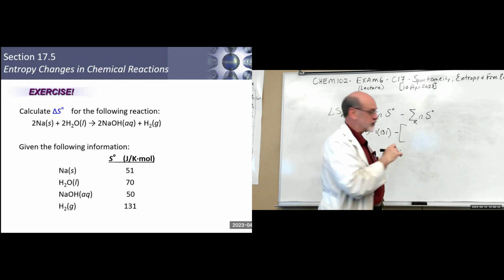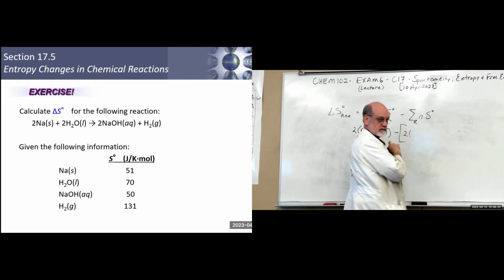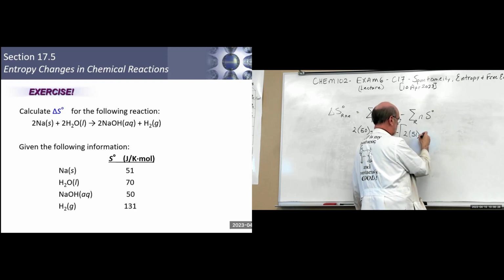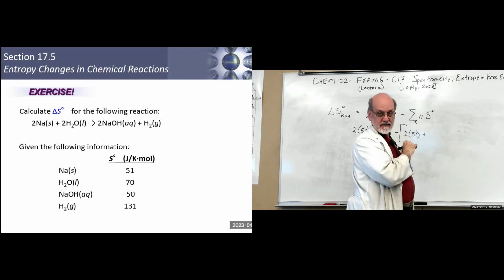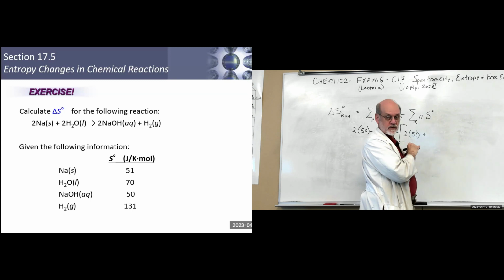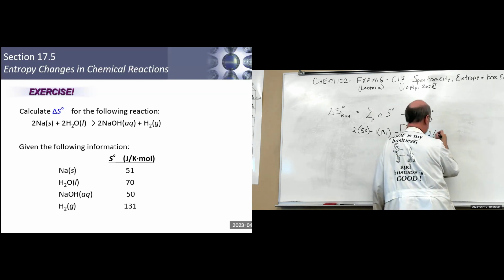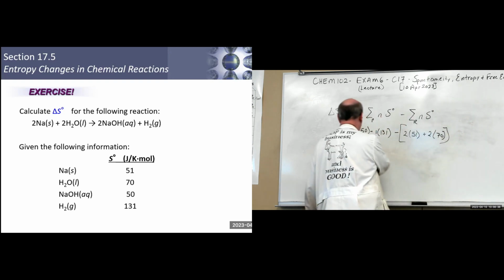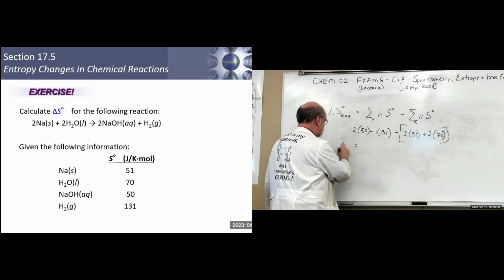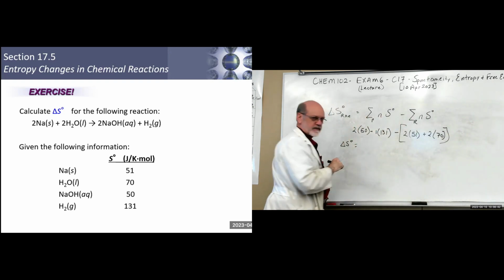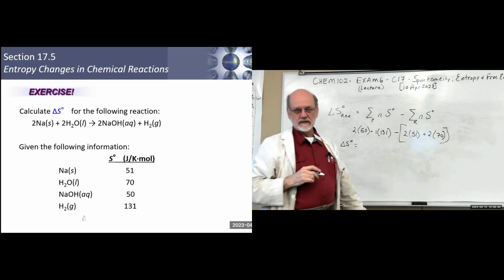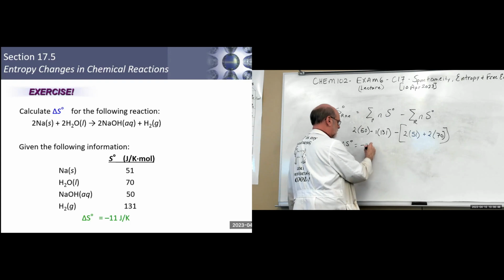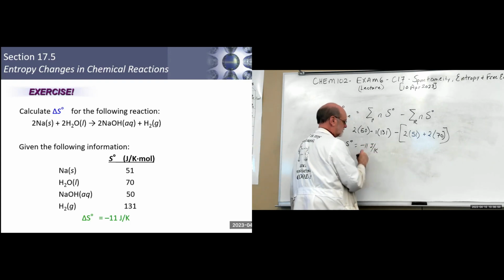And then we subtract the reactants. The reactant would be 2 times sodium, which would be 51. And then 2 times water, which would be 7. 2 times water, 7. There we go. And the standard entropy for that reaction should be minus 11 joules per K.